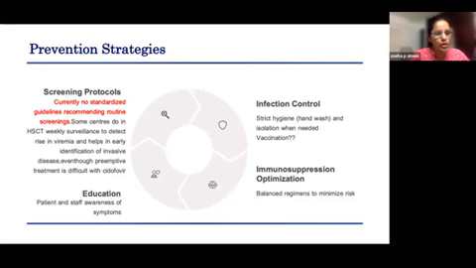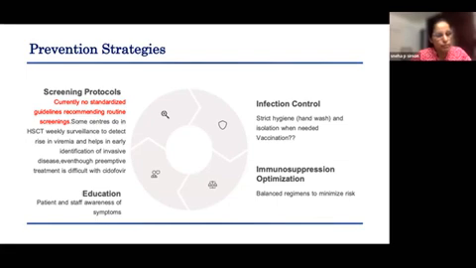As such, there are currently no standardized guidelines recommending adenoviral screening in transplant recipients. But some centers in hematopoietic stem cell transplant do weekly surveillance, and they detect the rise in viremia, which helps in early identification of invasive disease. Even though preemptive treatment is not that easy with cidofovir, we can be more vigilant.